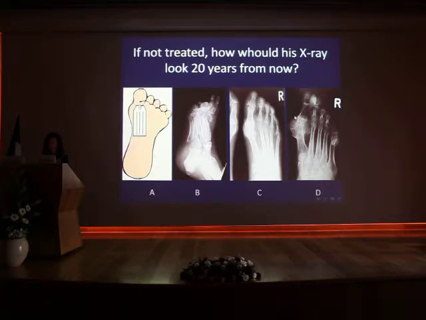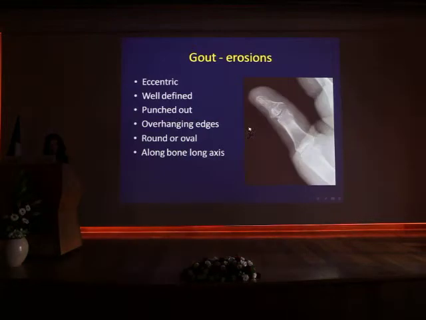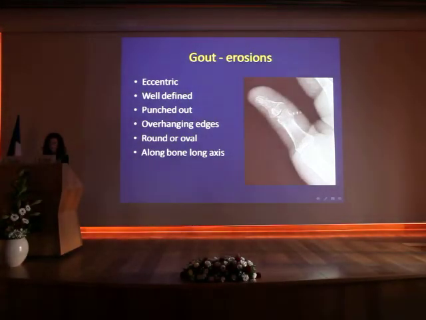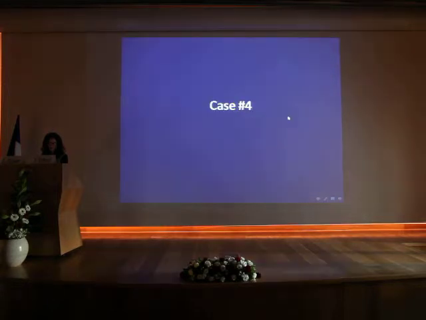And here we see the classic erosion of gout with tophus around it, with overhanging edges. And in tophaceous gout, usually the erosions are eccentric. We see that they are well defined, punched out. We see the overhanging edges. They're usually round or oval, and we like to say, although it's not always right, that they go along the long axis of the bone.